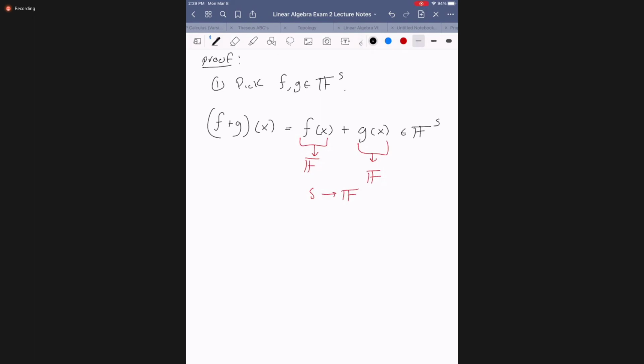Does everybody see why these f of x and g of x landed back in my F? Yes? Okay. And does everybody see why then the entire function maps from S to F? Because if I took something in S, it gave me something in F, and this addition is defined in F. Remember, adding two things in F also lands you back in F. So this has to be in F, okay? So that's the first thing.